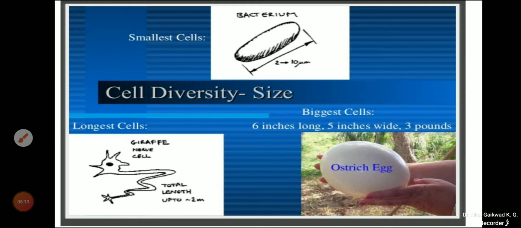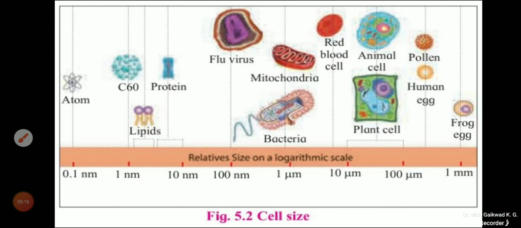So, we already know that cell theory is there. Before that we are going to see this chart, which shows the cell size. It's about the diversity of the cell size.